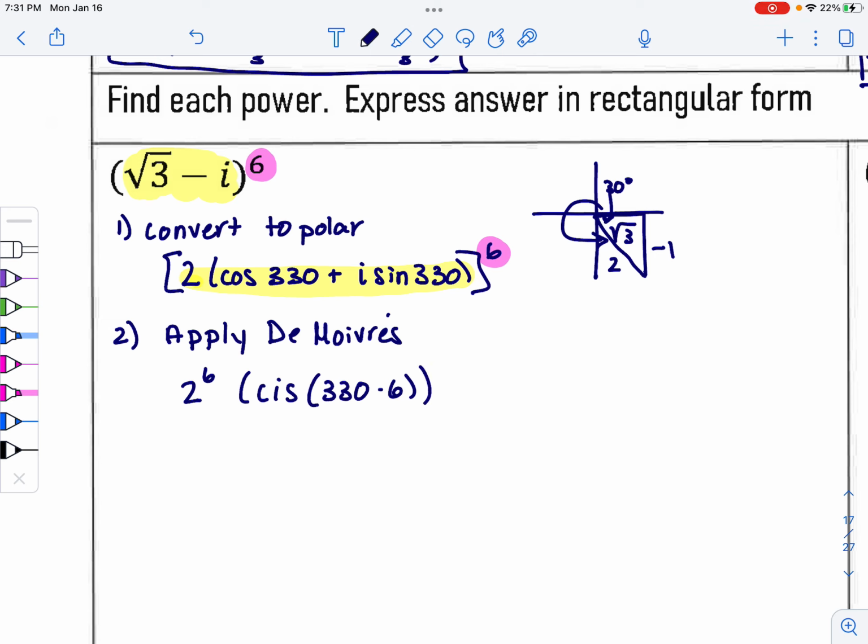So I have 2 to the 6th is 64. I have now cis, cosine plus I sine, 330 is being multiplied by 6. This is 1,980. Now, the next step after that would be to go ahead and convert back to rectangular.